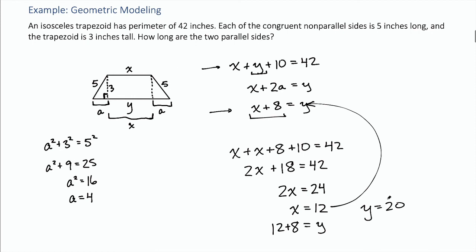And notice that we should put our units on those. That's inches. And so 12 inches and 20 inches are the lengths of the two parallel sides.